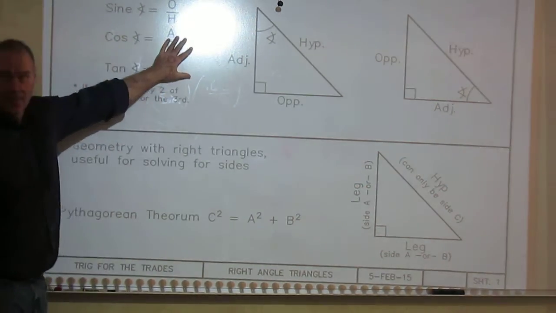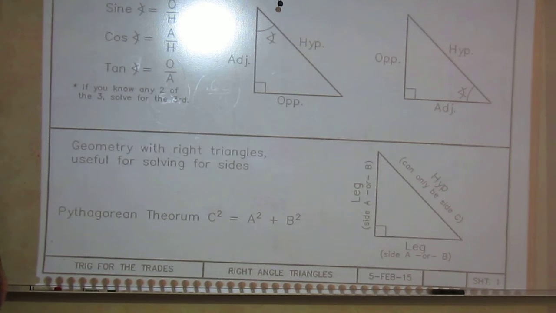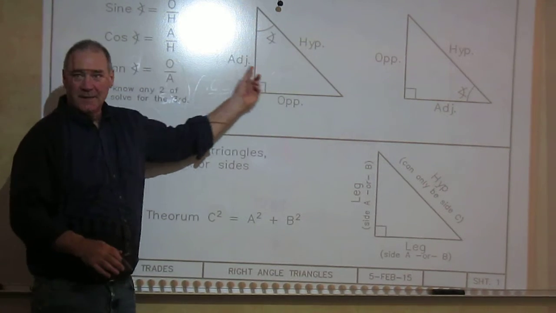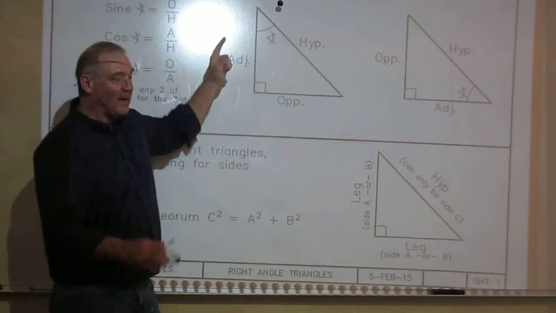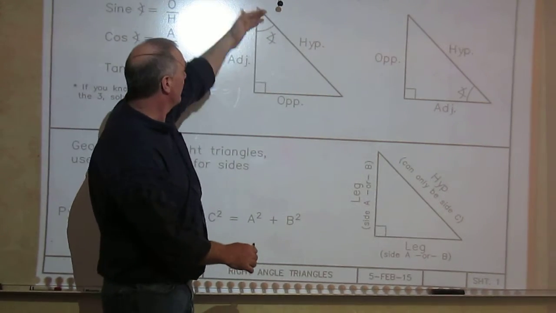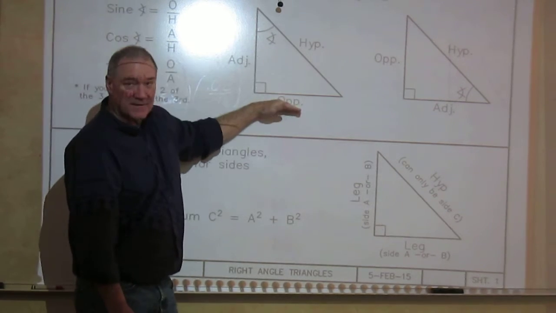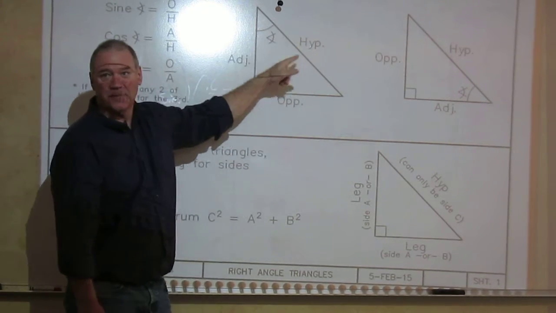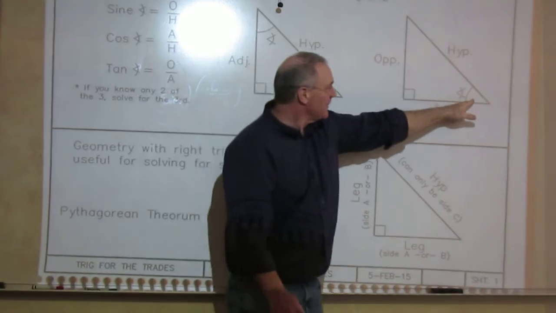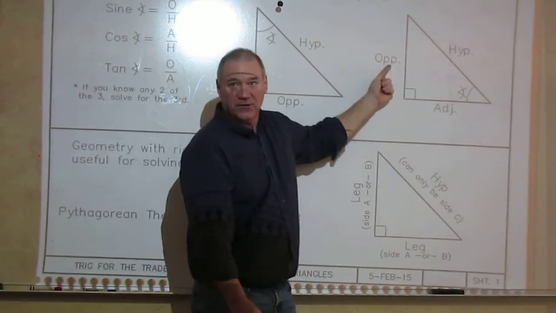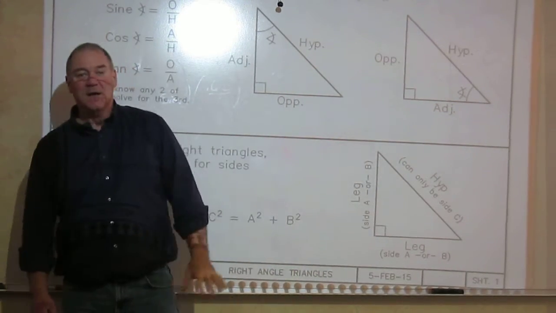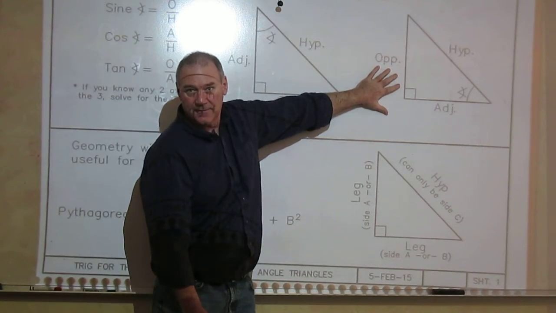Up here, the hard part is knowing how to label your triangle. So I've given you both possible combinations. I have a right triangle where I deal with this side. That's always labeled adjacent. That's always opposite. That's always hypotenuse. If we look for the other angle, these two sides switch places. So there's how you're going to label your triangles.